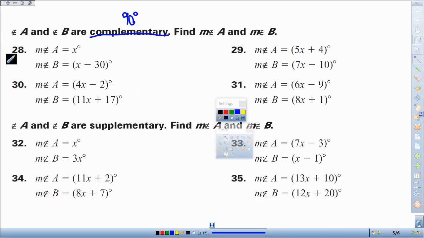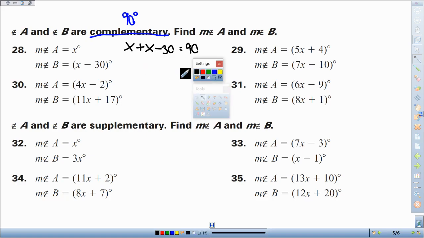All right, so let's go ahead and do 28 together. You don't need to write out these problems because we're going to be making equations with these numbers anyway. So for 28, let's write that we know this angle, x, plus this angle, x minus 30, equals 90. That's what you're going to do with all 4 of these problems here. Now we can solve for x.